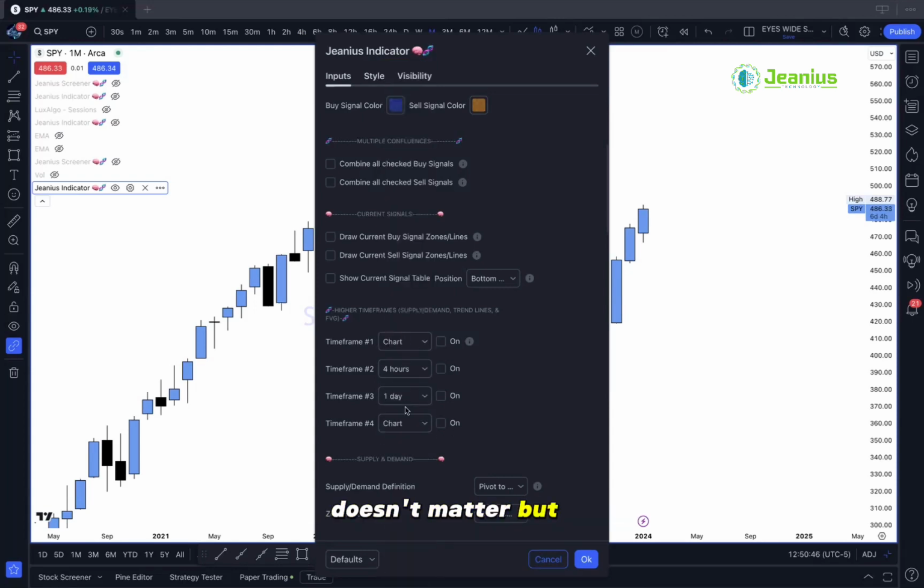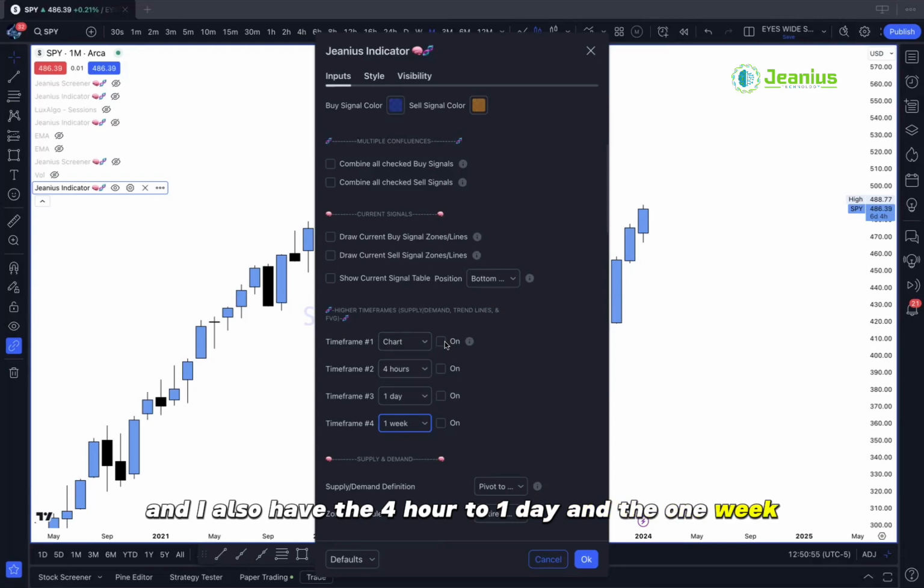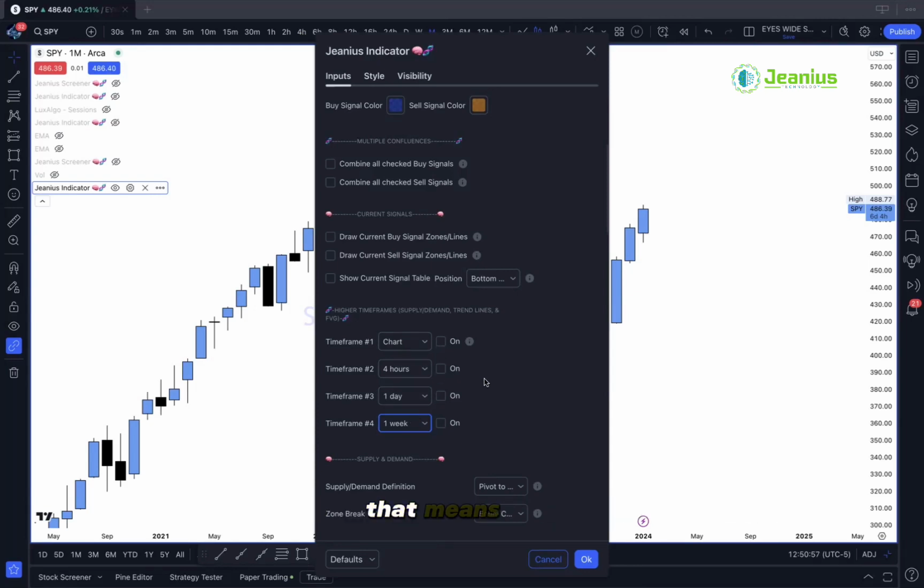This one doesn't matter. But no, let's say if I put it to a week, cool. Let's say I'm on the 1-hour chart, and I also have the 4-hour, the 1 day, and the 1 week toggled on here. That means that on that 1-hour chart, it's going to show me supply and demand zones that are currently tapped into on the 4-hour, the 1 day, and the weekly, as well as the chart that I'm on. And to me, that's a lot.